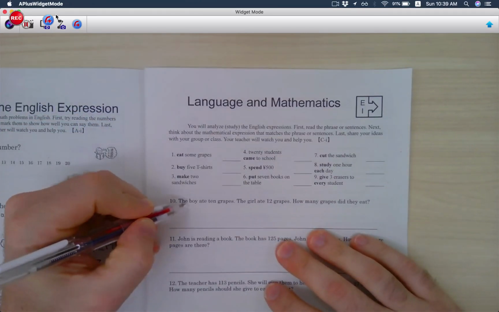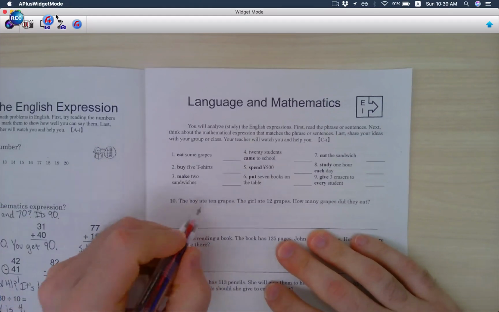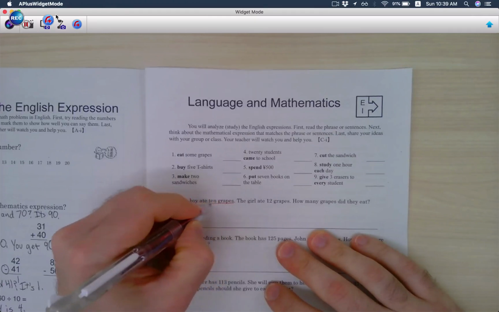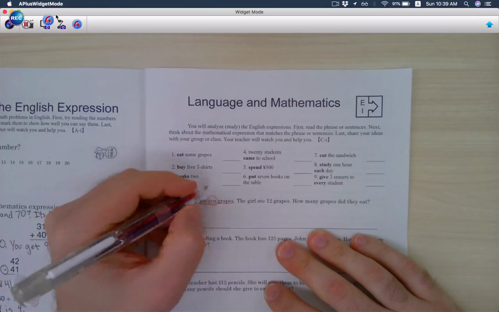The boy ate 10 grapes. Ate 10 grapes. I think that's important. And the number is 10.